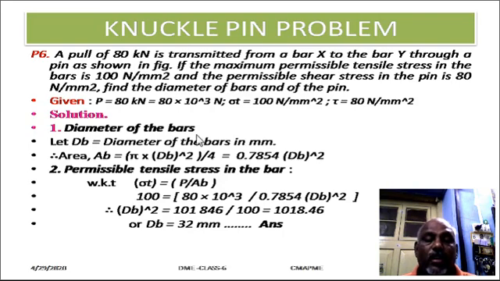First we calculate the diameter of the bars. To calculate the diameter of the bars, we use the tensile stress. The area of the bars is equal to pi capital B square divided by 4. We are getting the answer 0.7854 B square. Now tensile stress is equal to load divided by area, and then we substitute the tensile stress value: 100 is equal to 80 into 10 to the power 3 divided by the area we have calculated already. At the end we are getting the diameter of the bars equal to 32 millimeter.